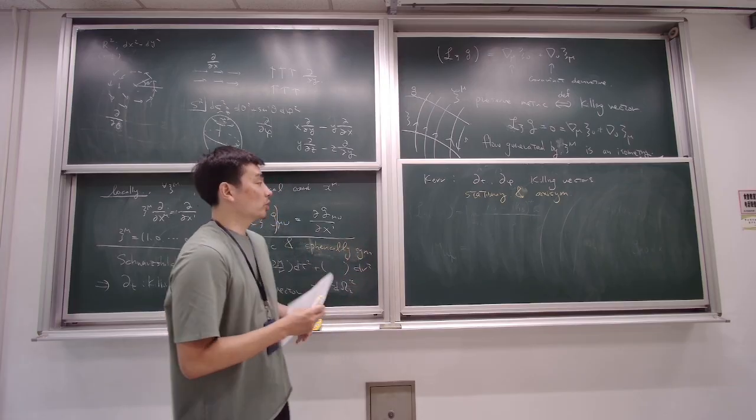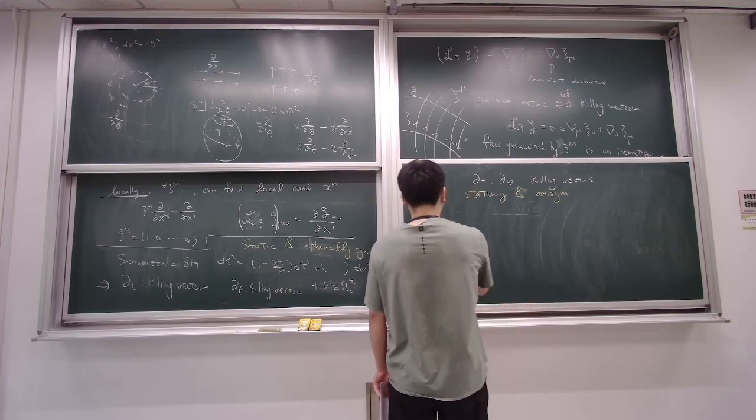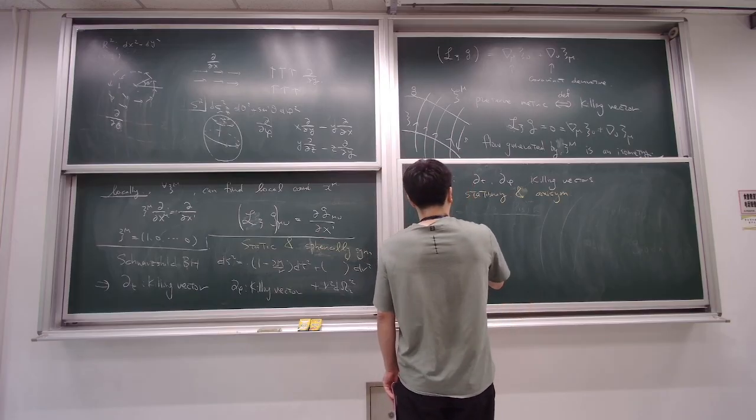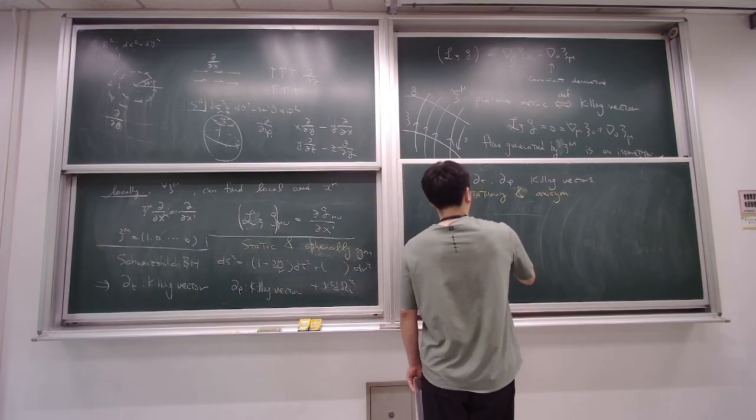So the definition is that stationary means that this is a Killing vector.